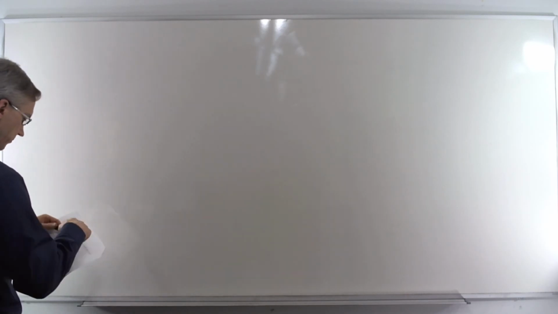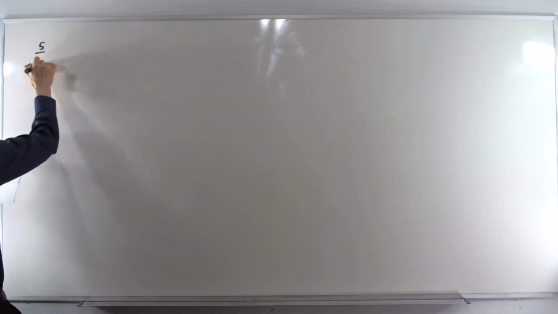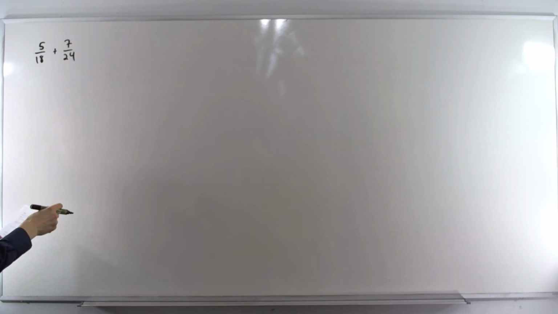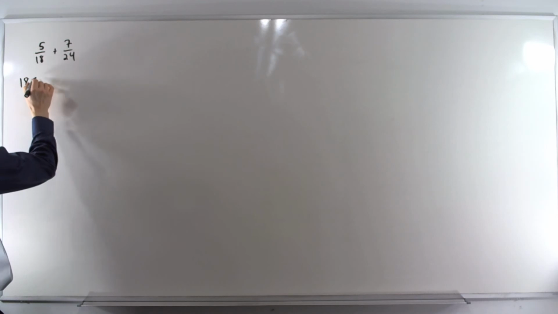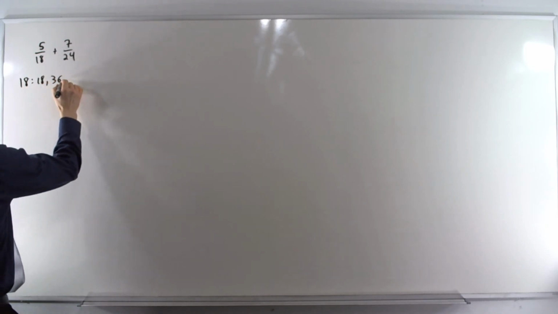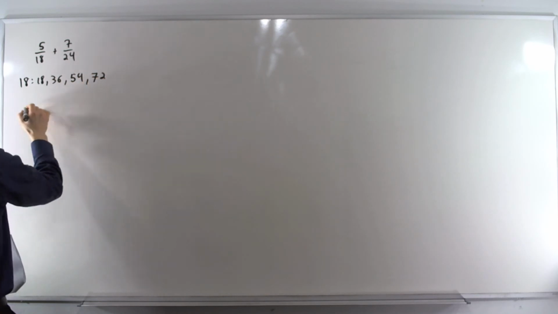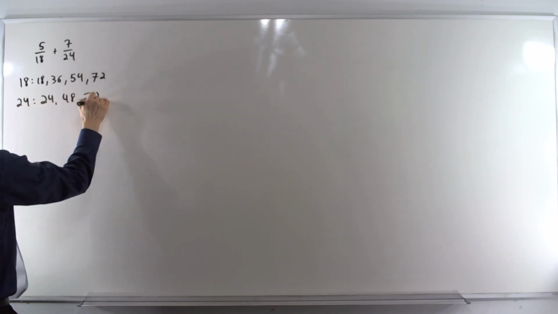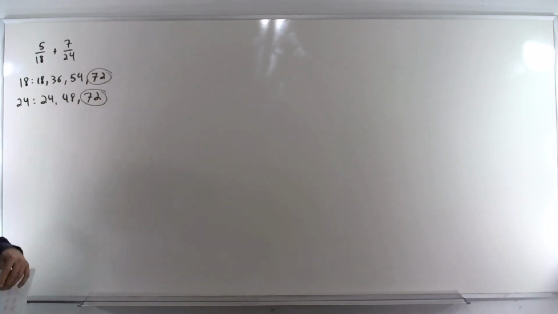So first example, we've got just numbers. So we do 5 over 18 plus 7 over 24. So first thing we can do is list the multiples of 18 and 24. When we do that, we find that the first match is 72. So 72 is the least common multiple of 18 and 24.